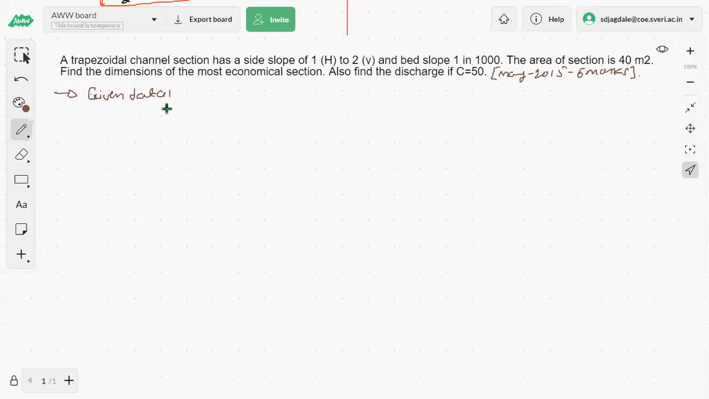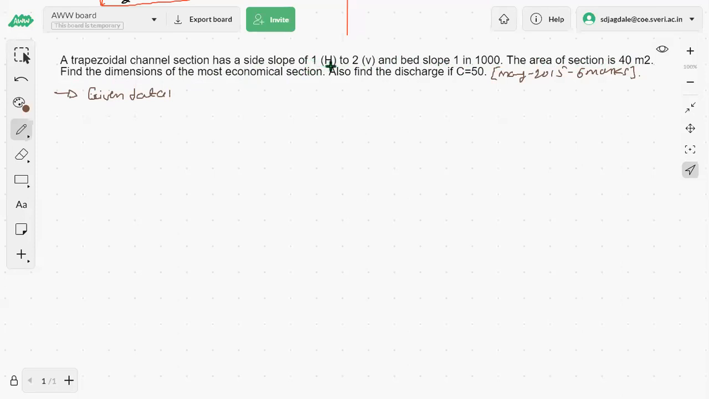So the example is like this. A trapezoidal channel section has a side slope of 1 horizontal to 2 vertical. So the slope of the slanting edge is given to us, and the bed slope is 1 in 1000, means S0 is also given. The area of the section is 40 square meter, means the cross-sectional area of that particular section is given as 40 square meter. And what they asked: find the dimensions of the most economical section. Then what should be the dimension?